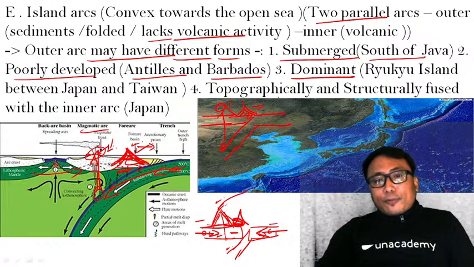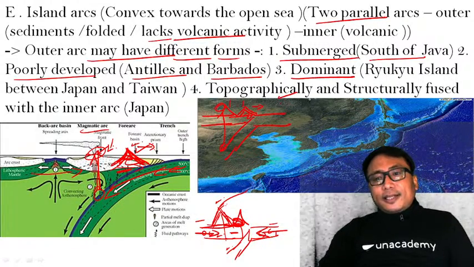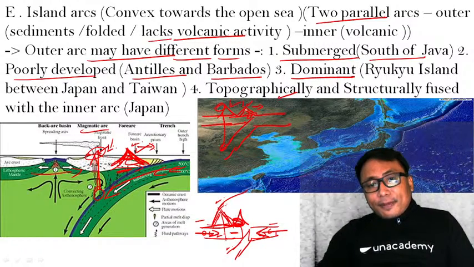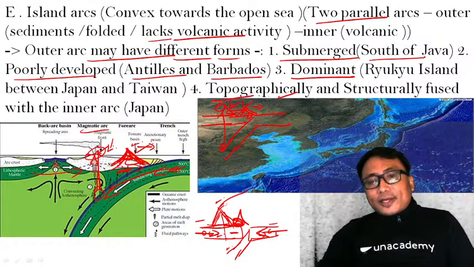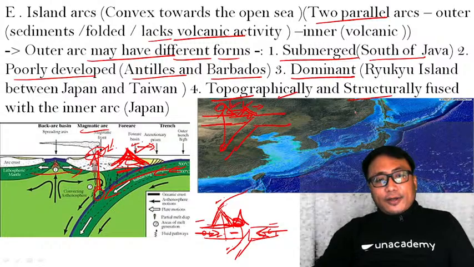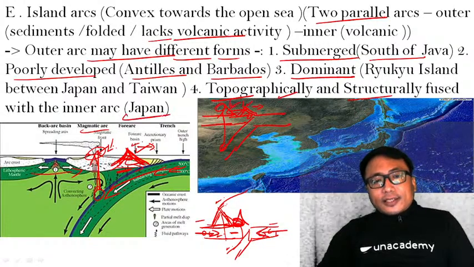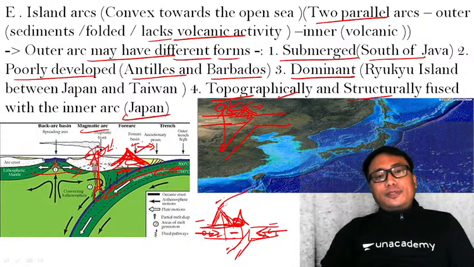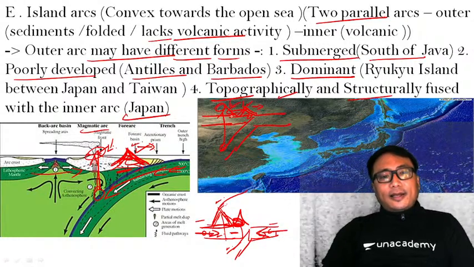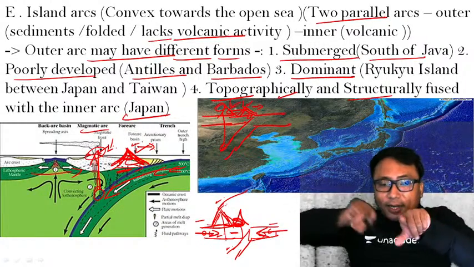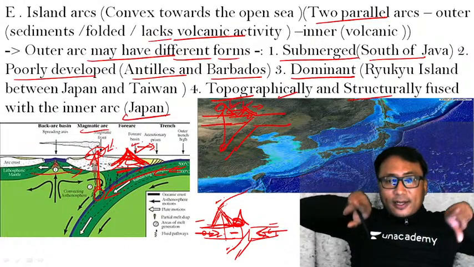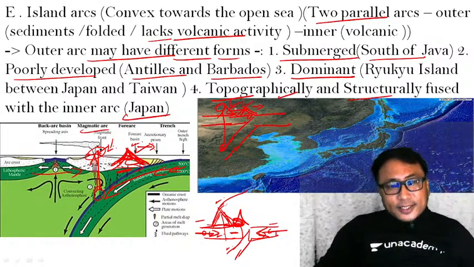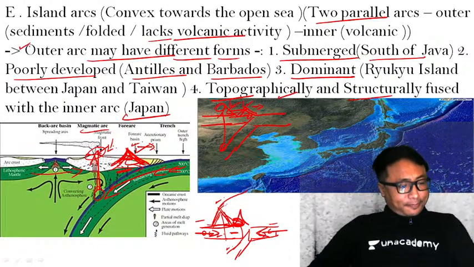Okay. Topographically, structurally, it may be fused. Means the outer and the inner island arc may be fused topographically or structurally with the inner arc, which is known as, which you will find in a region like Japan. The island of Japan is nothing but an island arc. And in this, the two parallel island arcs are topographically and structurally fused together. So that is the characteristics of this outer arc.